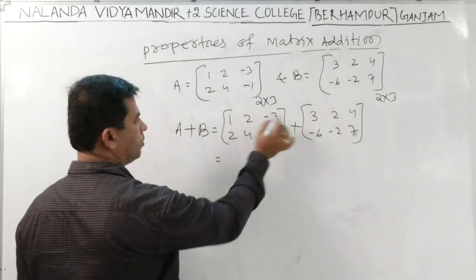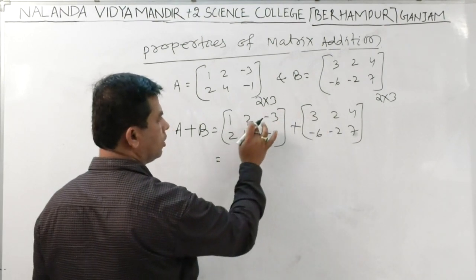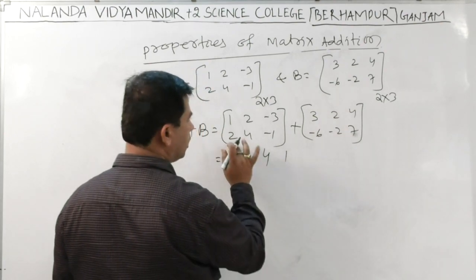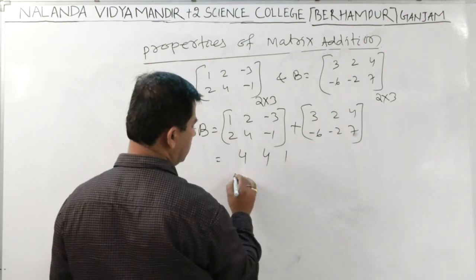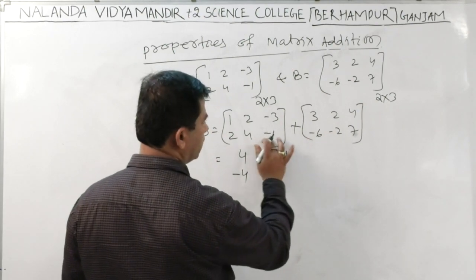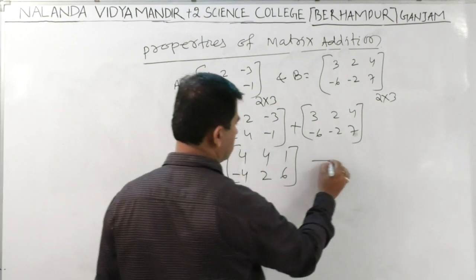That is equal to 1 plus 3, that is 4. 2 plus 2, that is 4. Minus 3 plus 4, that is 1. 2 plus minus 6, that is minus 4. 4 minus 2 is 2. Minus 1 plus 7, that is 6. This is our A plus B.